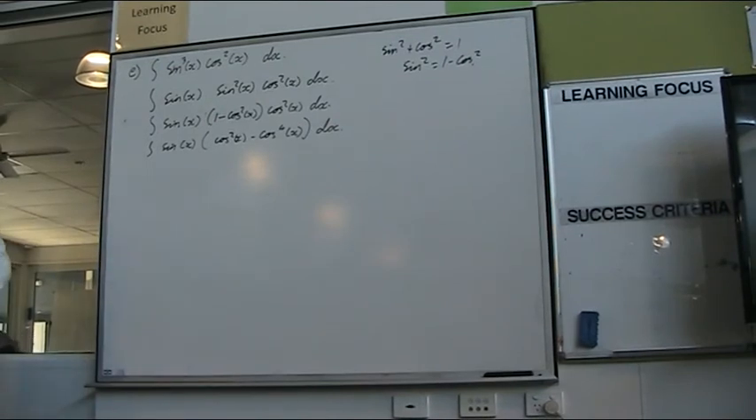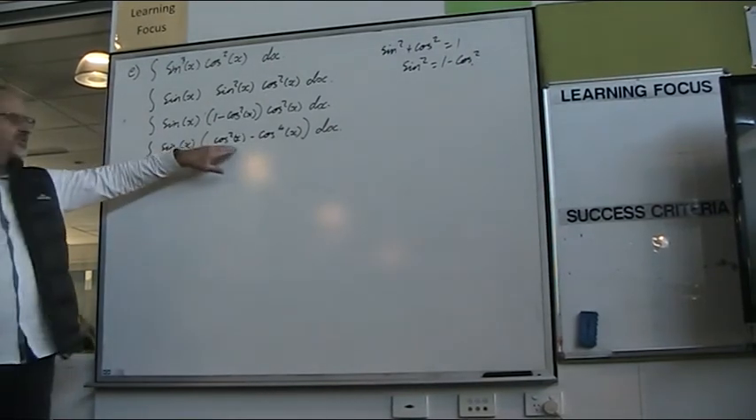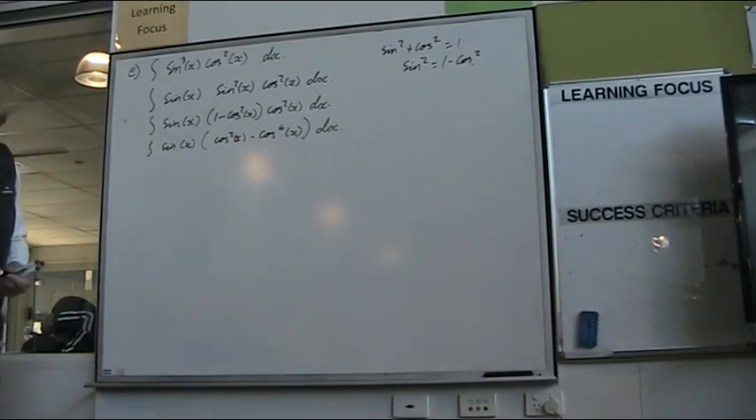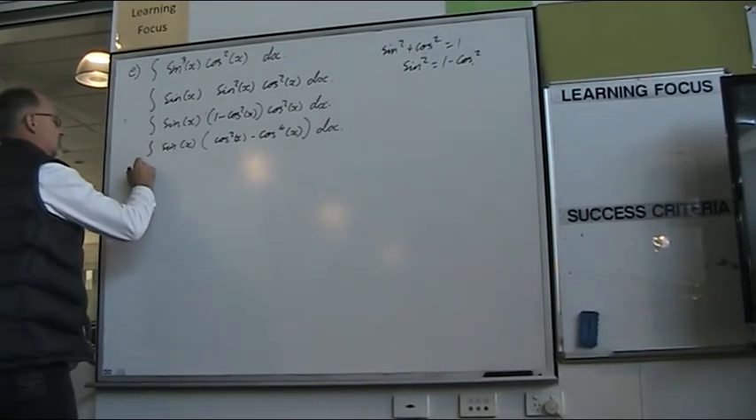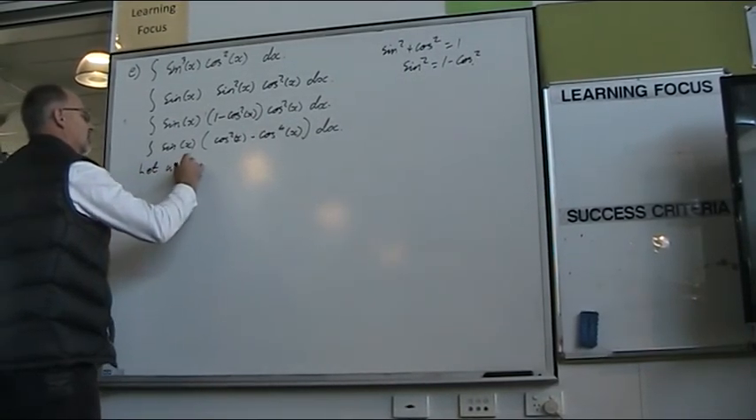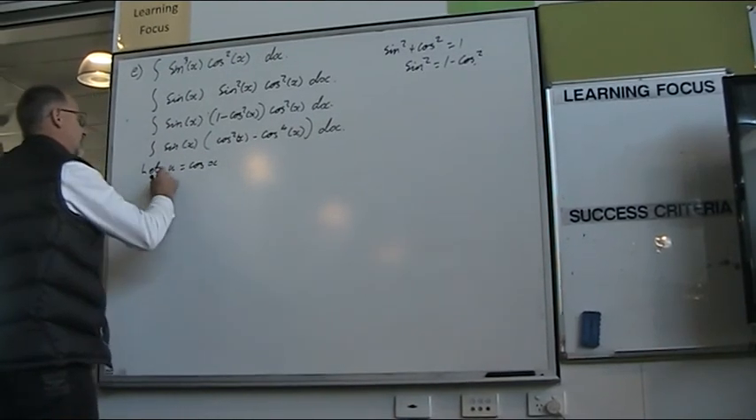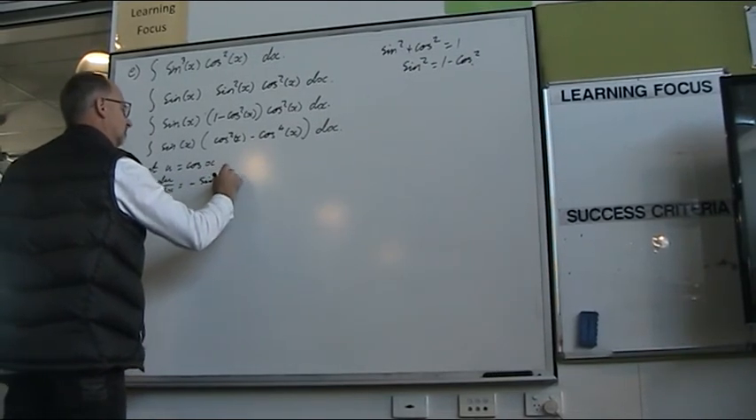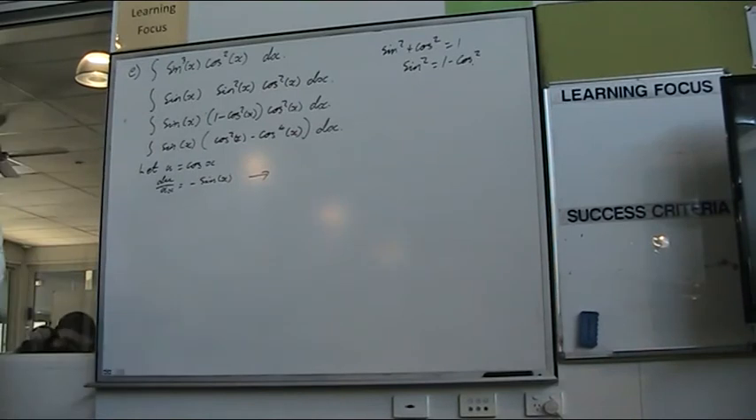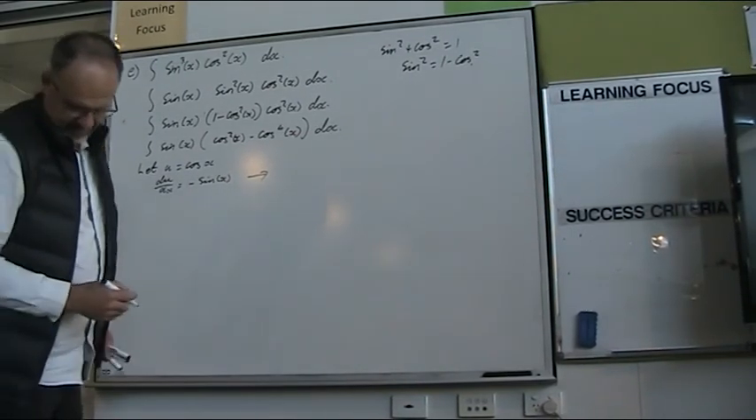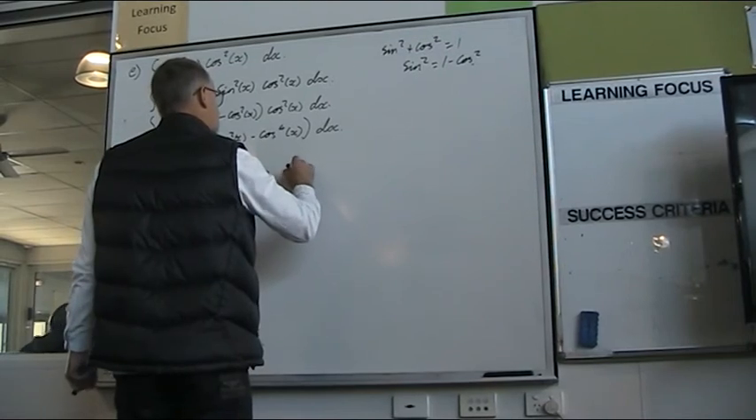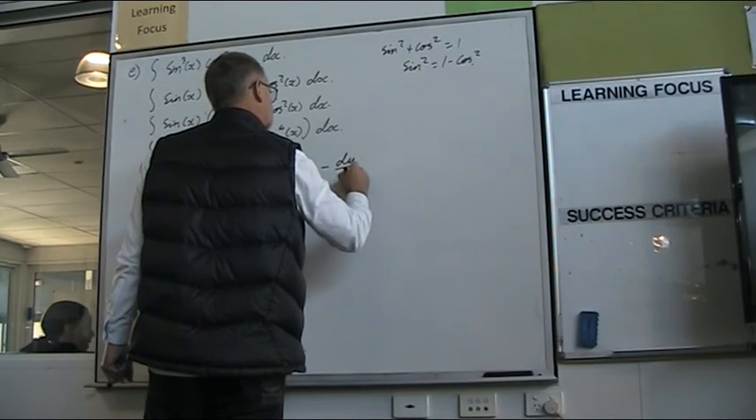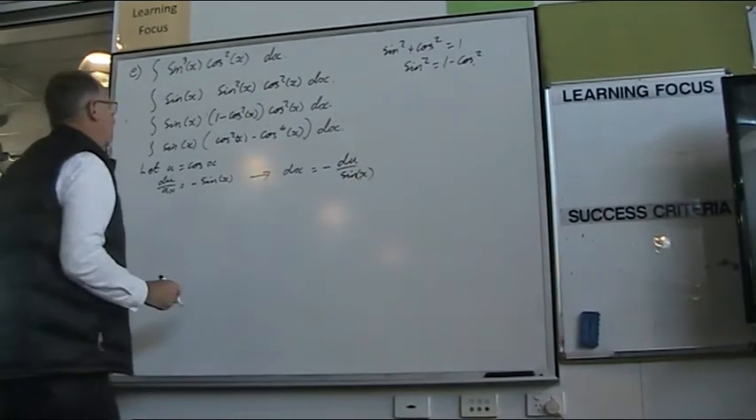Alright. And because sine is the derivative of cos, it's going to work out for us. So if we let u equal cos x, du dx is negative sine, and when we rearrange that, we have dx is negative du on sine.